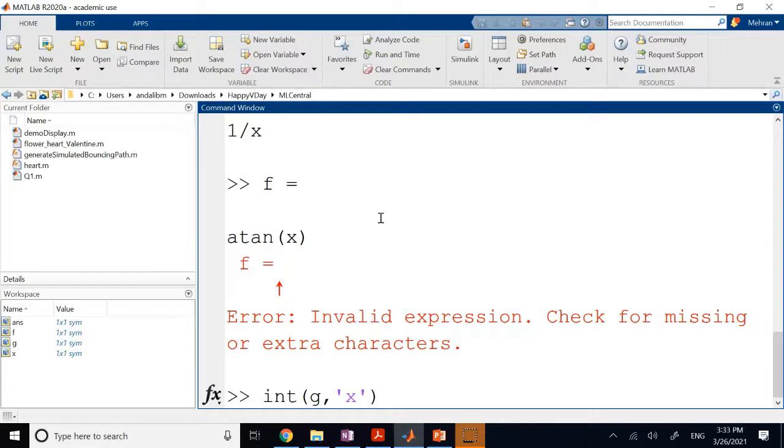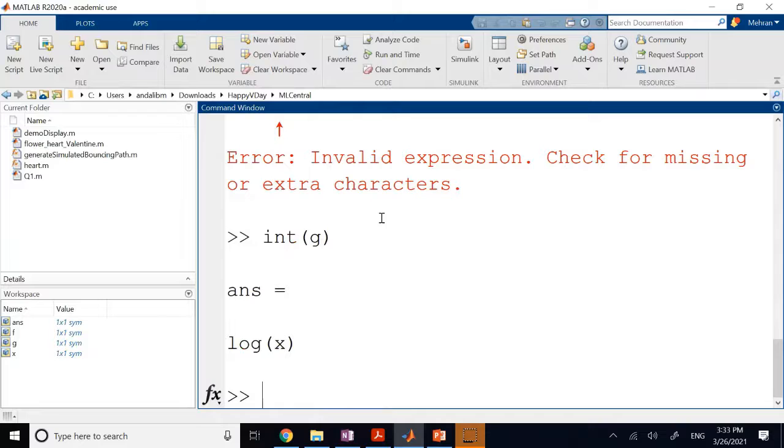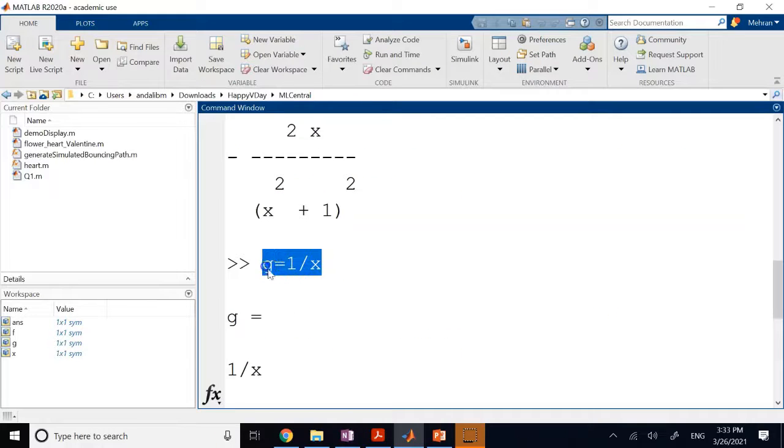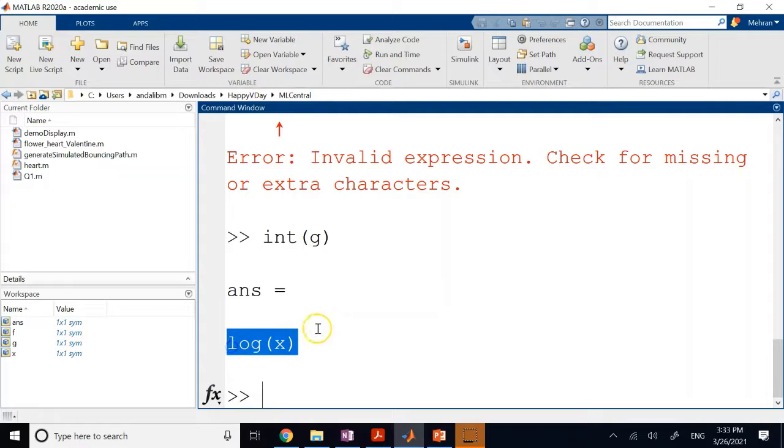So let's see. Here you don't need to provide that necessarily. So here I said int of g, and g was what? 1 over x. And what is the integral of 1 over x? Natural log. And as I told you in the beginning, in MATLAB, whenever it says log, it means natural log. If it's log 10, MATLAB says log10 of x. So in MATLAB, log without any number means natural log. And you clearly see it got you the right answer.